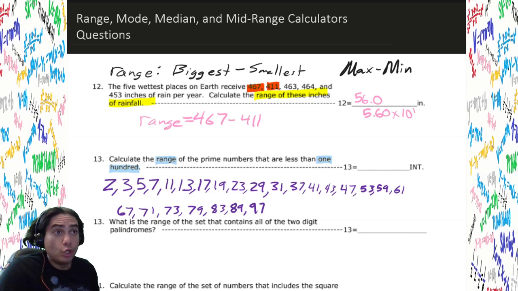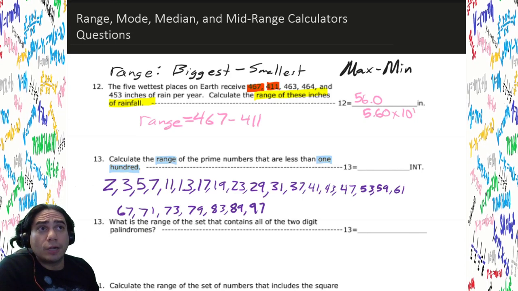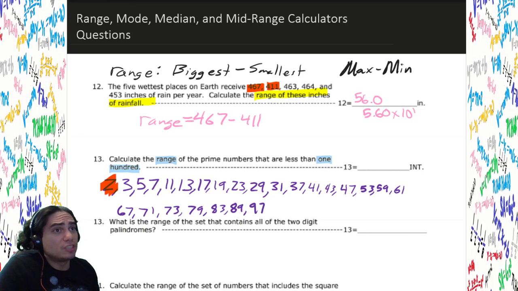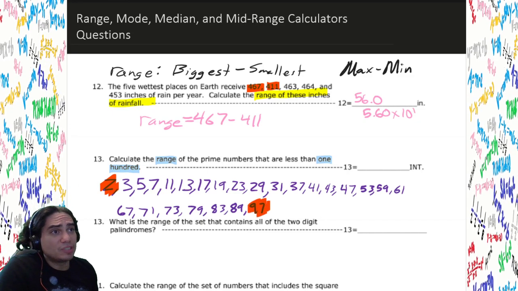So what we got to do is figure out our max and our minimum here. Well, our minimum is going to be 2. Our maximum is going to be 9.